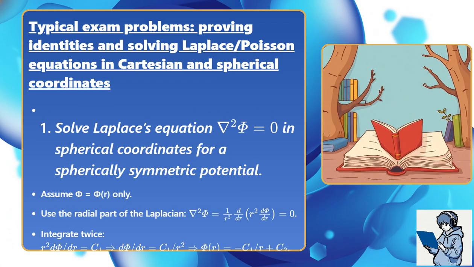Solve Laplace's equation, del squared phi equals 0, in spherical coordinates for a spherically symmetric potential. Assume phi equals phi of r only. Use the radial part of the Laplacian: del squared phi equals 1 over r squared d/dr of r squared d phi/dr equals 0. Integrate twice. r squared d phi/dr equals c1, therefore d phi/dr equals c1 over r squared, therefore phi of r equals negative c1 over r plus c2. Apply boundary conditions, for example phi tends to 0 as r goes to infinity, to determine the constants.